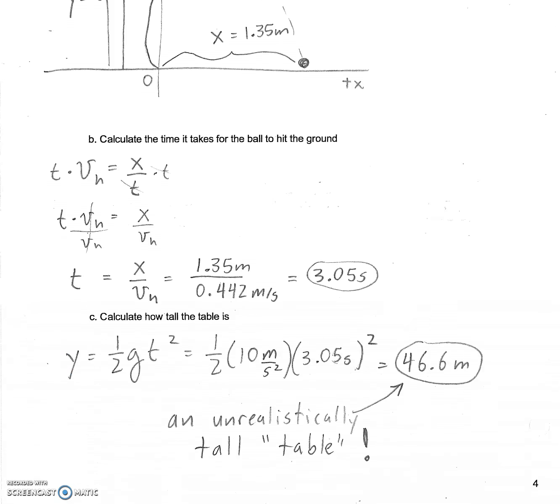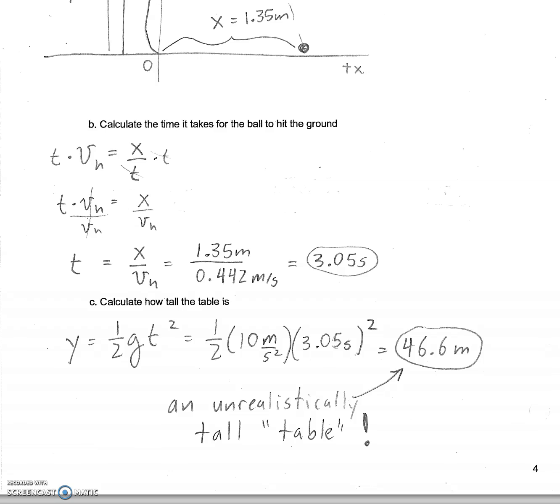Then we can figure out how tall the table was. We're going to take our vertical distance equals 1/2 g t squared. So we'll plug in 10 meters per second squared for g, 3.05 seconds for t. We'll square t, multiply it by 10, divide it by 2, and our vertical distance, or our y value, is 46.6 meters, which is a really tall table.